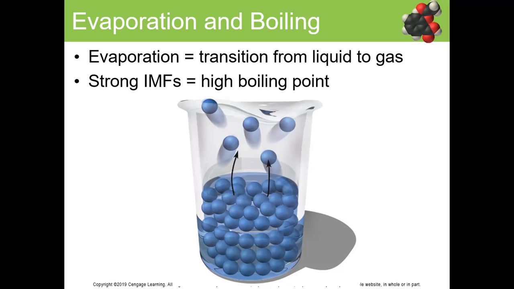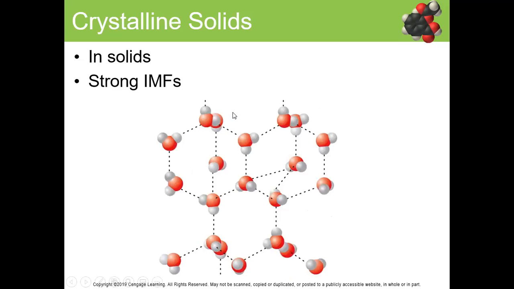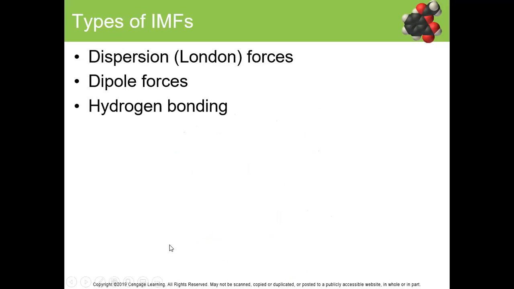So when something evaporates, that means it goes from the liquid phase to the gas phase. And so if a molecule has strong intermolecular forces, that means that it's got a very high boiling point, because that means you've got to put a lot of energy into these molecules in the liquid phase to get them up into the gas phase. And then in the solid phase, again, these molecules are so attracted to each other that they are in a crystal. They're not going anywhere.